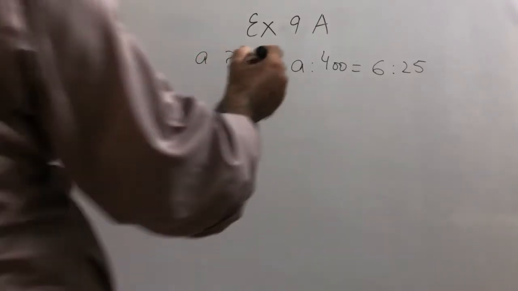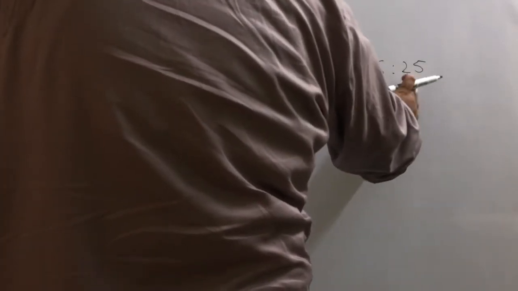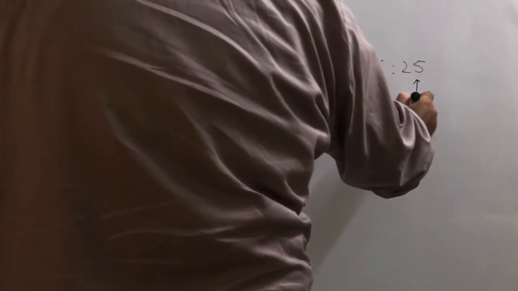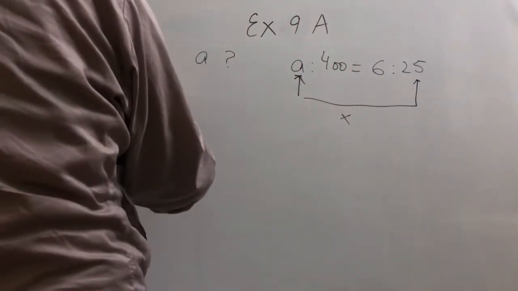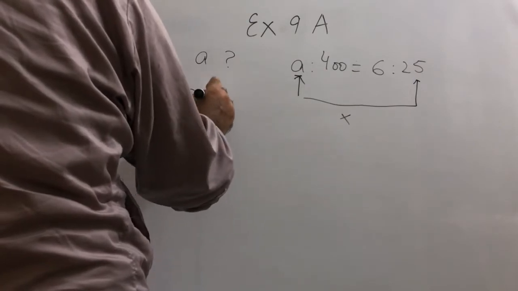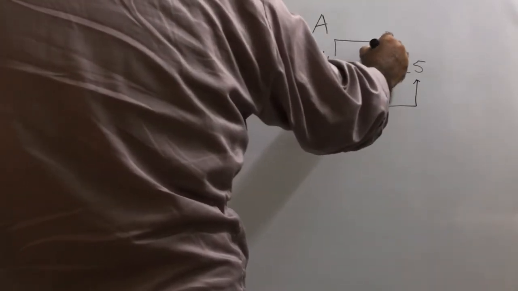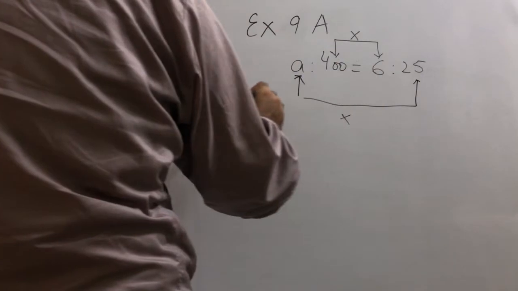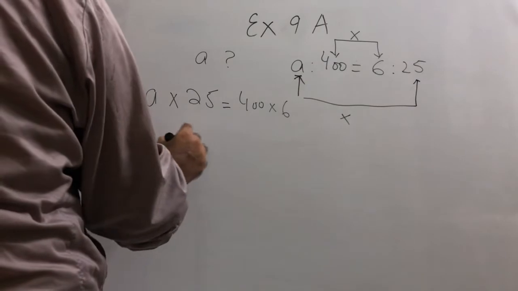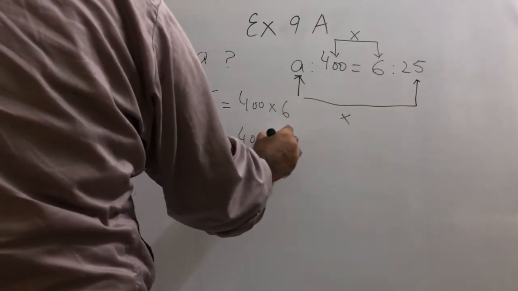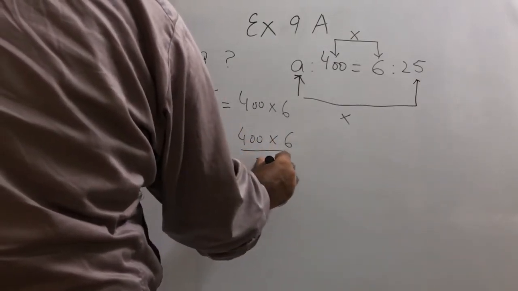Here what we need to do is that the extreme ends, these are two extreme ends, will be multiplied together. We'll be writing a multiplied by 25, then we'll put an equal sign, then the middle ones will be multiplied, 400 into 6. This way we'll be finding the value of a. 25 will go to that side, so it will be divided because it is here being multiplied.